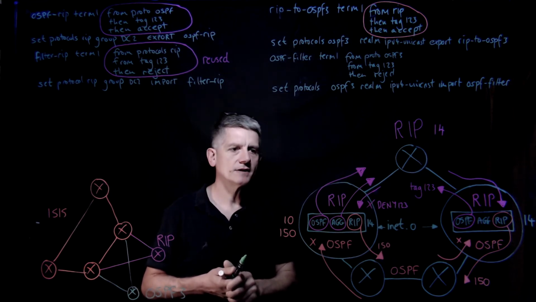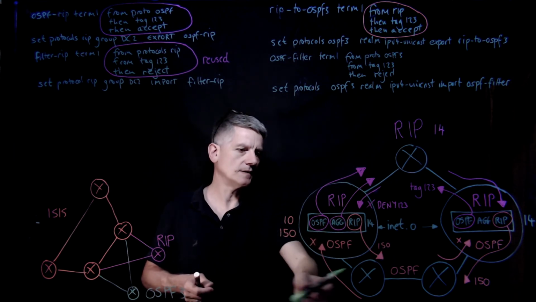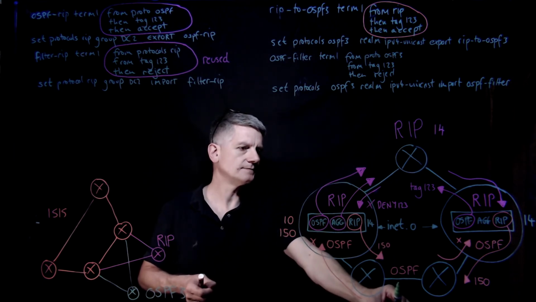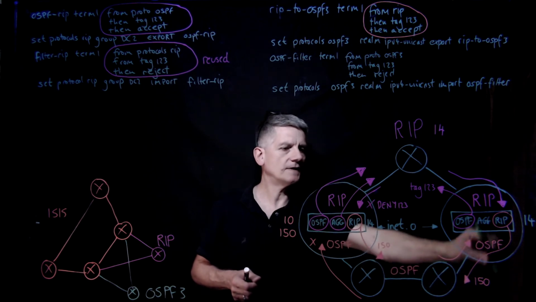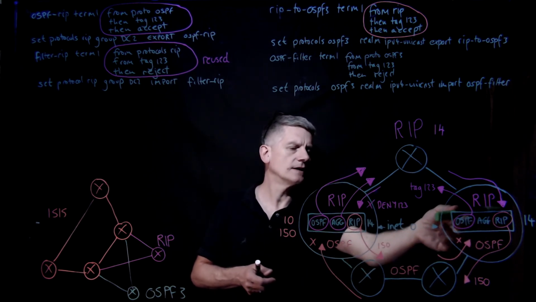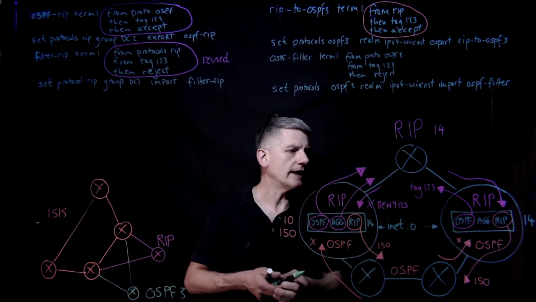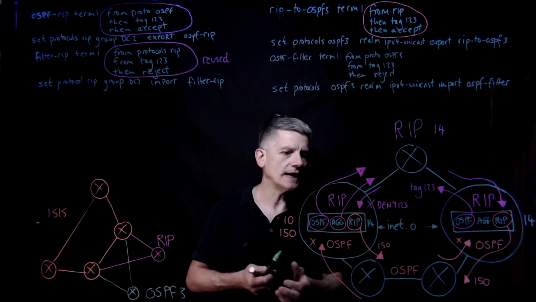So let's just have a look at the values very quickly. We're going to be coming out at 14. It's going to be coming into OSPF at 150. We're going to be tagging and blocking, but in a sense we wouldn't need to because the RIP is sitting there at 14 and able to defend itself.